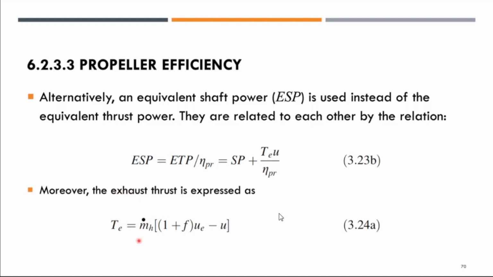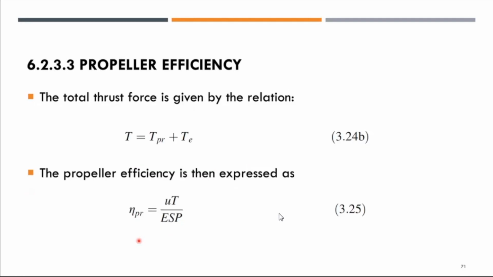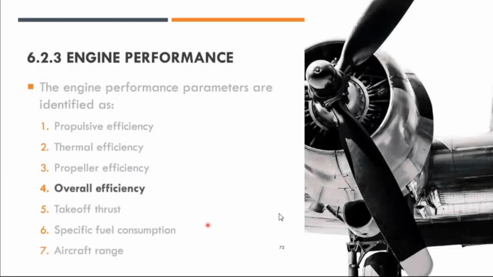The total thrust force is given by this relation. You have the total thrust force equal to the propeller thrust plus the exit thrust produced, and the propeller efficiency can be expressed as equation 3.25. You have the equivalent shaft power over here in the denominator.